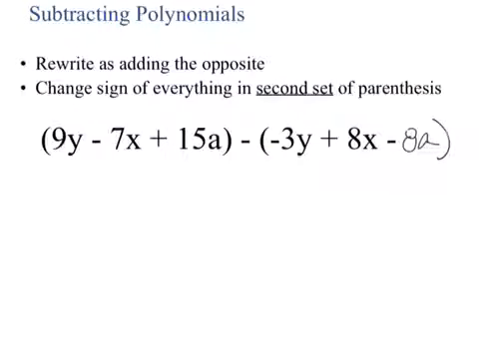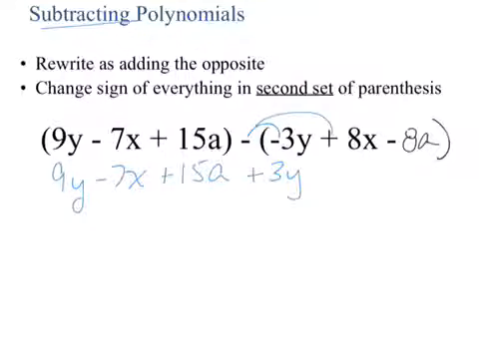Let's go ahead and subtract these two trinomials. This one, I'm going to do the original way I showed you, where we're going to write down 9y minus 7x plus 15a. Negative times negative is positive 3y. Negative times positive is negative 8x. Negative times negative is positive 8a. Now let's look at like terms. 9y plus 3y.